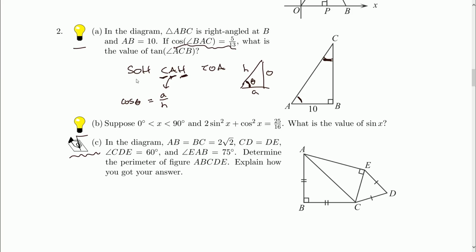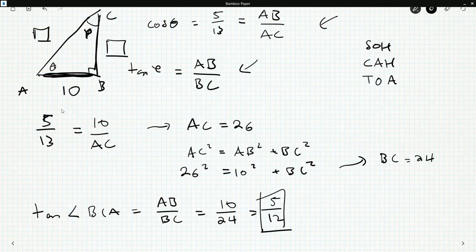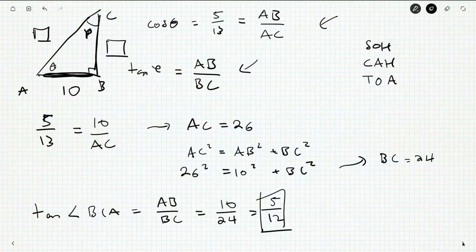How about B part? Suppose that x is an angle between 0 and 90, so it's a strictly acute angle. And we know that 2 sine squared x plus cos squared x is 25 over 16. What is the value of sine x? Ooh, okay. So, what can we do here?